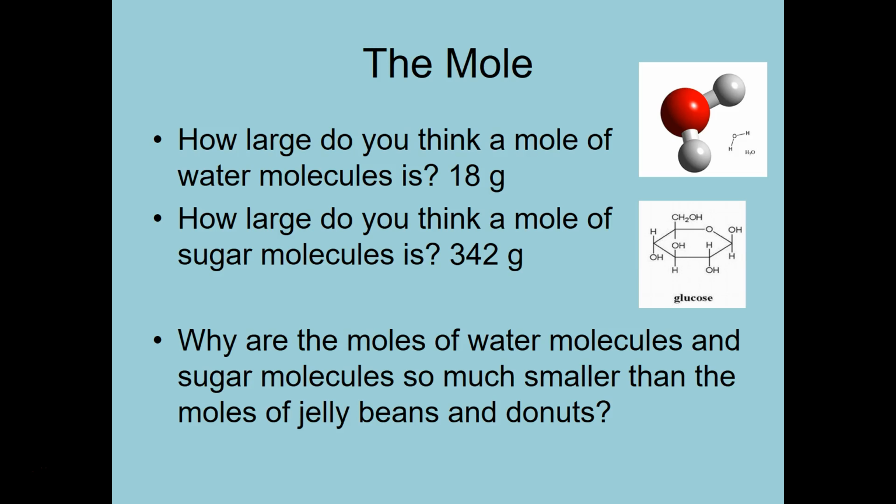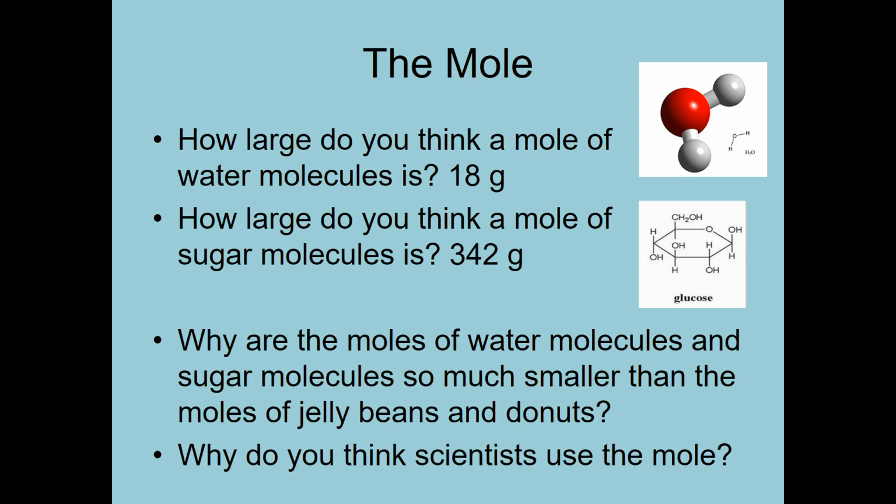And it's because of the size. A water molecule and a sugar molecule are way smaller than a jelly bean or a donut. You can see a jelly bean or a donut with your naked eye, no problem. You can't see a single water molecule. You can't see a single sugar molecule. So since they start off bigger, they are going to end up bigger when we convert it to moles. And that's something important to remember.